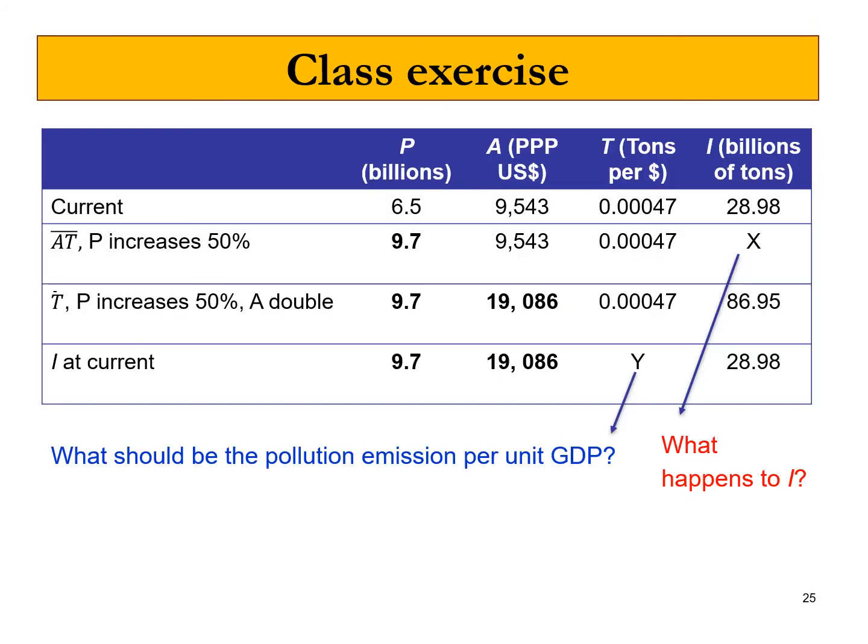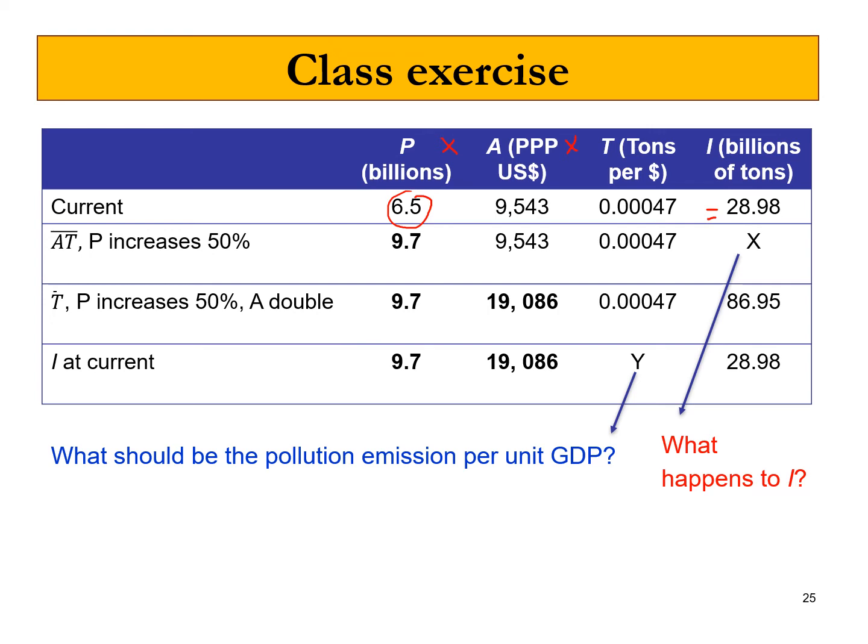At the current time, our population is about 6.5 billion. The affluence is about 9,000 plus. The technology is 0.00 something, and the environmental impact in terms of billions of tons is 28 point something. So how to get the value of 28.98? Remember we have I equals P A T. To get the value of I, the population should be multiplied with affluence and multiplied with technology. So you should get the value of 28 point something billion tons.